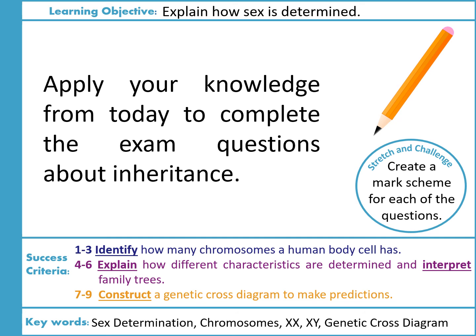Bear in mind when you're doing your questions the things that you needed to be able to remember: the number of chromosomes in the human body cell, explaining different characteristics, so how they're inherited in terms of family trees and Punnett squares, and also being able to make predictions from Punnett squares. That's the bit where we talked about the ratios or the percentages. So what is the chance of having a child with blue eyes, for instance? If you want to try and write your own mark scheme for the questions after they've been sent to you, that would be a really good idea.